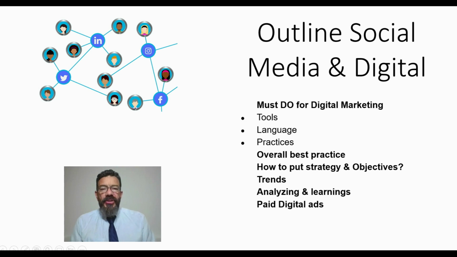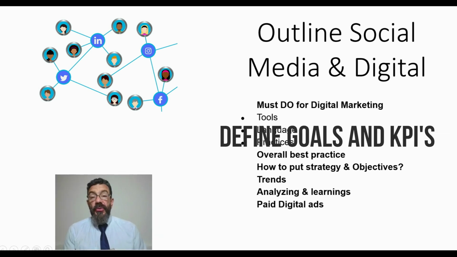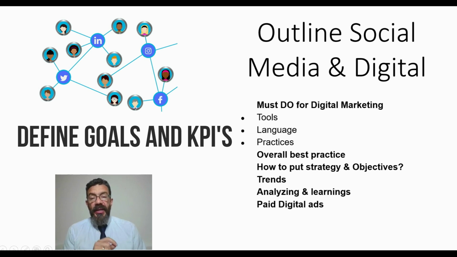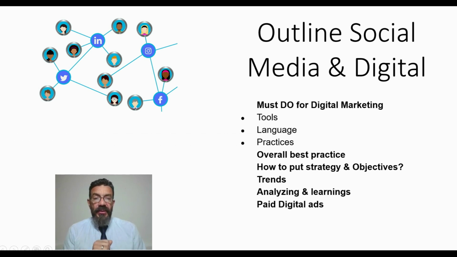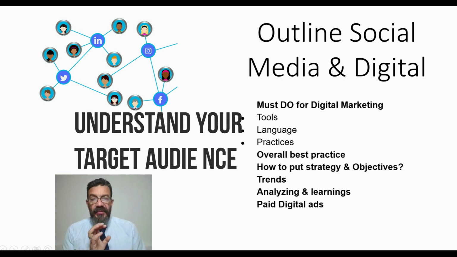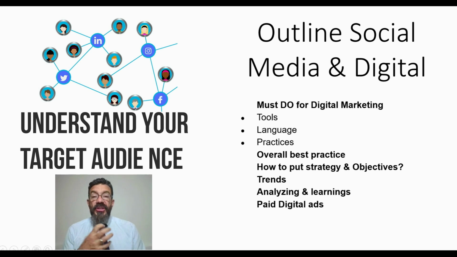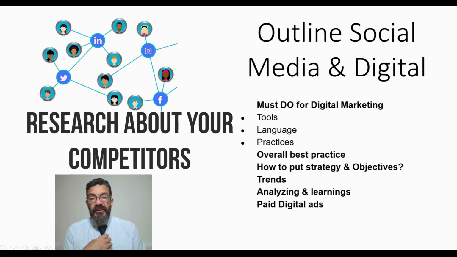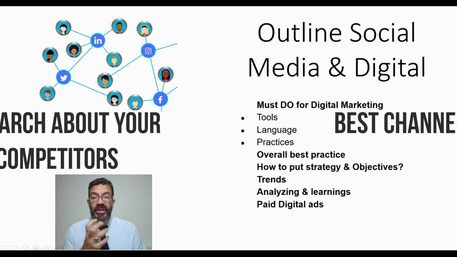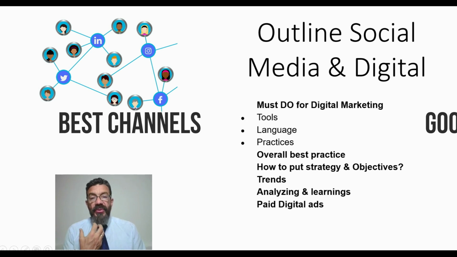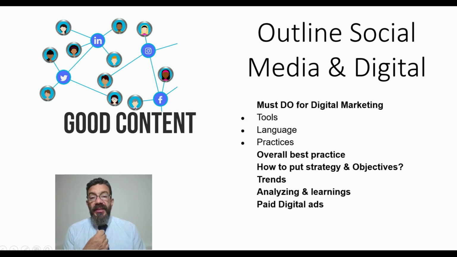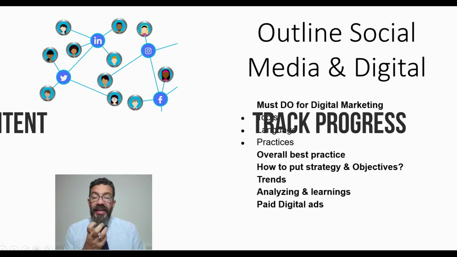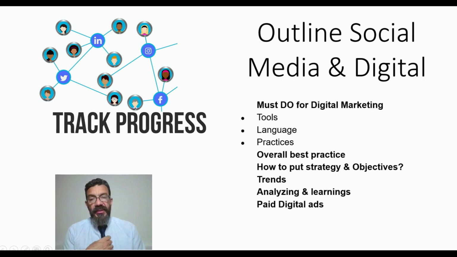To wrap up about objectives, it's very simple. First of all, you have to define your social media goals and KPIs, key performance indicators. Meaning you have to have milestones. Understand your target audience. Who are your audience? Research about your competitors. Pick your best social media channels. And you have to come up with engaging content ideas. Prepare a social media calendar and track your progress.